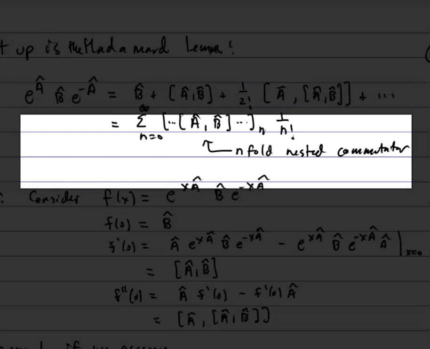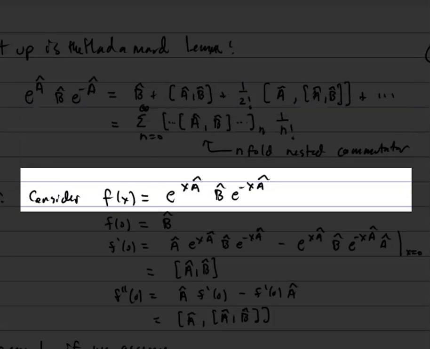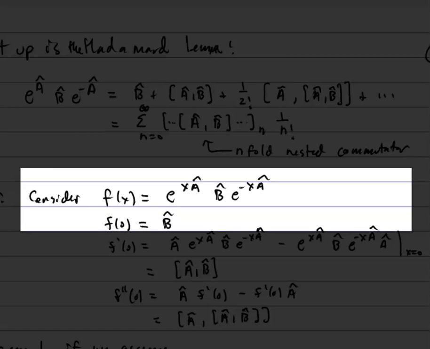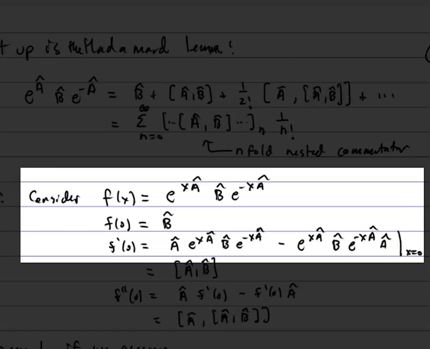So to prove it, we generalize the formula to look at f of x, which is e to the xa b e to the minus xa, and then we just work out a Taylor series expansion. So first set x equals 0. That's obviously equal to b. Now let's take the first derivative of that. When I take the derivative of e to the xa, that pulls an a out. I can pull that out either to the left of the e to the xa factor or to the right of the e to the xa factor because it commutes with e to the xa. So that operator a can appear on either side.